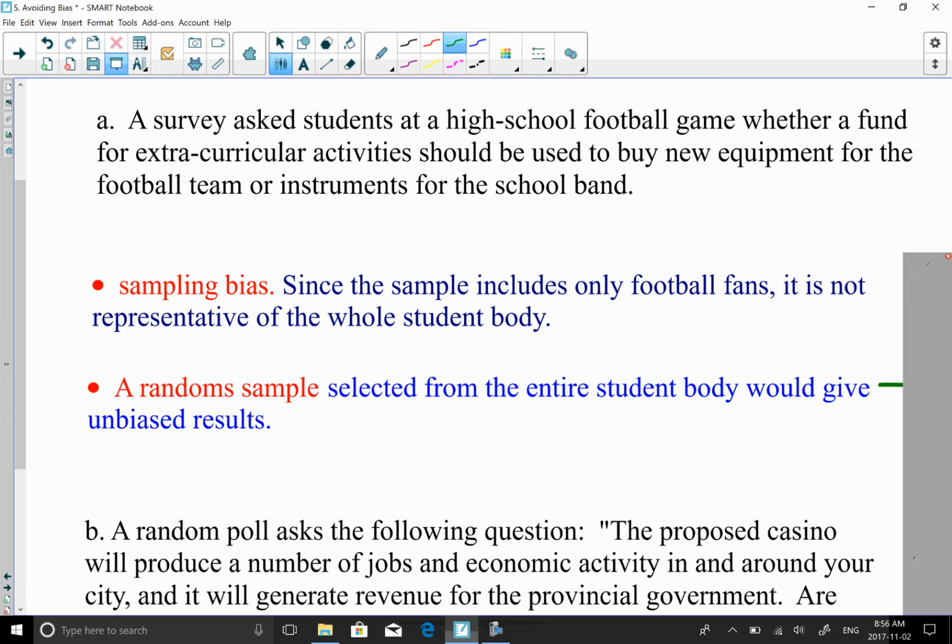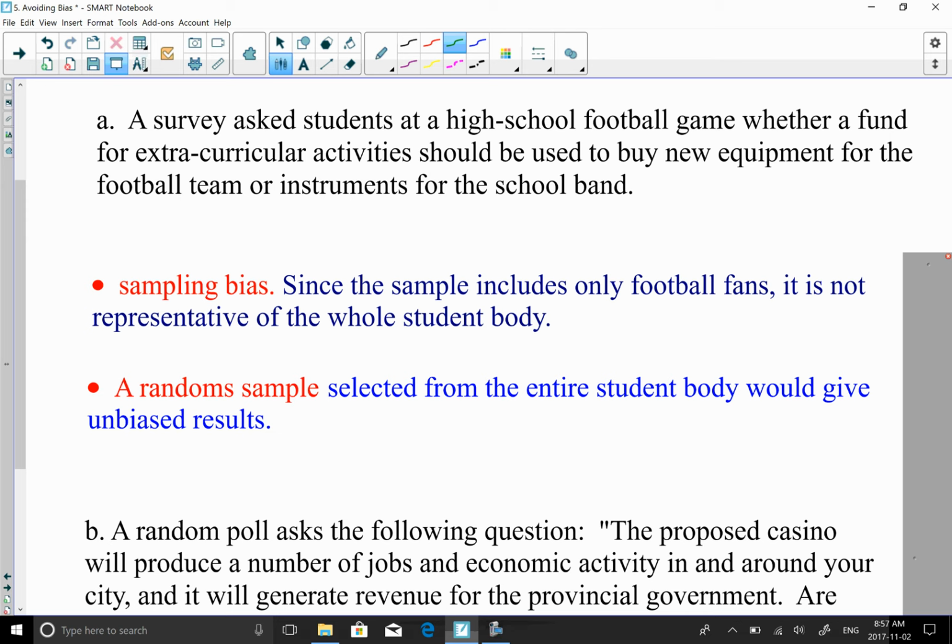Okay. So sampling bias, since the sample includes only football fans, it does not represent the whole student body. So perhaps a random sample from the entire student body would give unbiased results. Or you can do stratified, maybe you can put in all the grades. Okay, so there are multiple answers. You don't want to just go to a group that would obviously want the equipment and ask them if we should spend the money on that as opposed to something else.